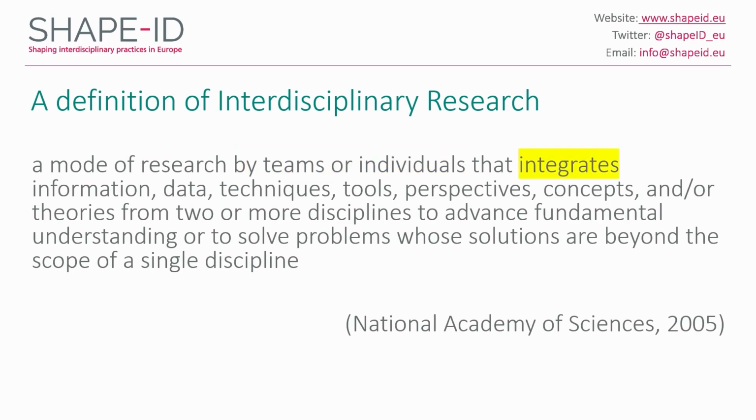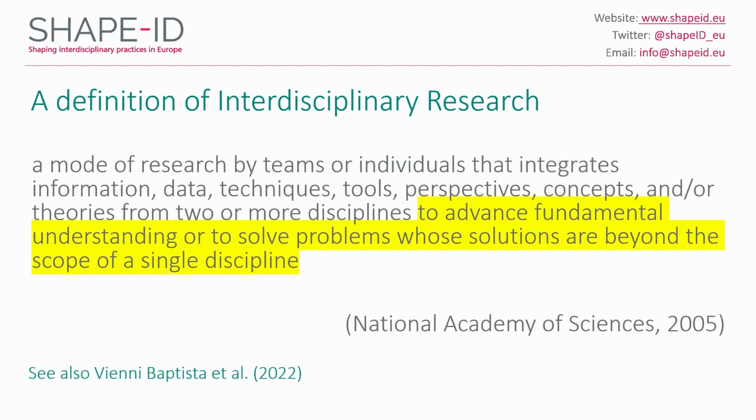This is research that integrates information, data, techniques, tools, perspectives, concepts, etc., from 2 or more disciplines. And that integration, what that integration consists of, at what level and how you go about it, is a key way of defining interdisciplinarity, but it's also a key complexity. How do you achieve that integration? It's not always straightforward or obvious. Next slide, please.